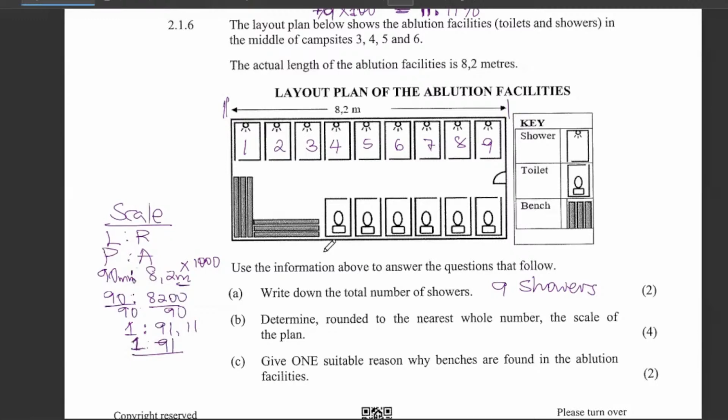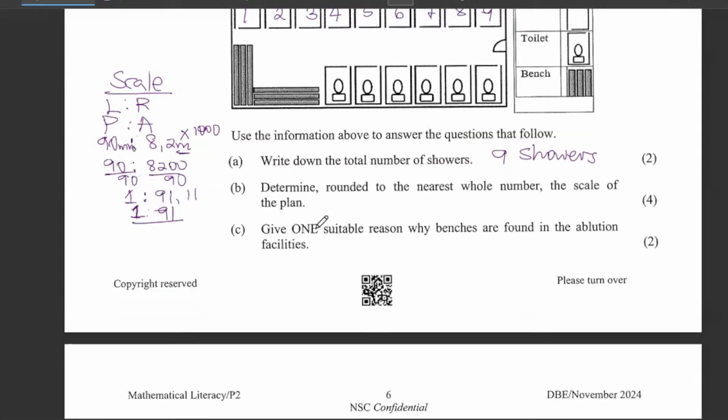All right, we go to the other question. Give one suitable reason why benches are found in the ablution facilities. One, someone might be waiting to use it. So they sit there to wait. A waiting place for any empty facility.